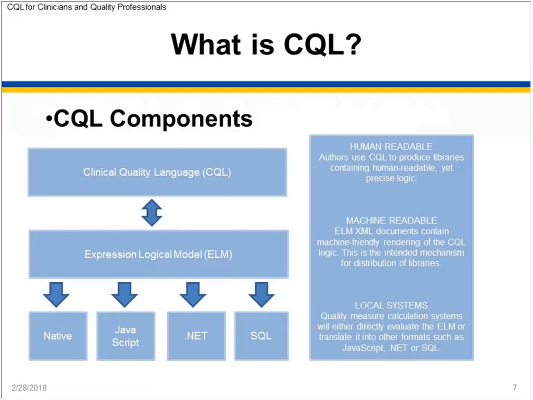There are different methods used by electronic health record vendors to manage logic within their software. These include native, or their own language, JavaScript, .NET, or structured query language, SQL. The EHR implementer can directly translate the ELM into their own method for providing logic. Quality measure calculation systems will either directly evaluate the ELM or translate it into other formats such as JavaScript, .NET, or SQL.